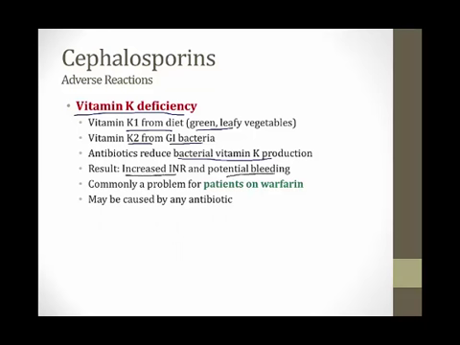This is especially a problem for patients who are taking warfarin. They already have an elevated INR, and if you deplete their GI bacteria and their GI source of vitamin K, the INR can become markedly prolonged and bleeding can develop. Now this problem, vitamin K deficiency, can be caused by any antibiotic. Cephalosporins are not unique. You can also see this occur with any other class of antibiotics.